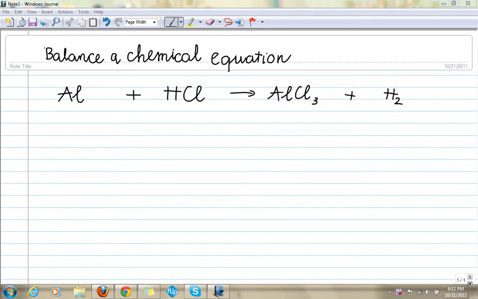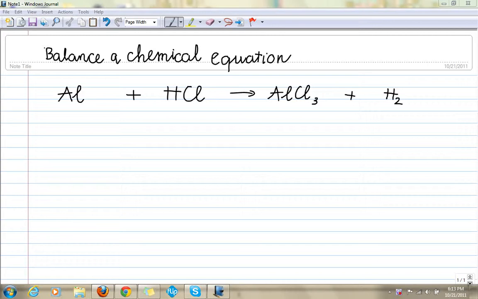Hi guys, today we're going to discuss how to balance a chemical equation. It's one of the most significant skills to master for chemistry problems. Let's discuss the equation I wrote on the board.